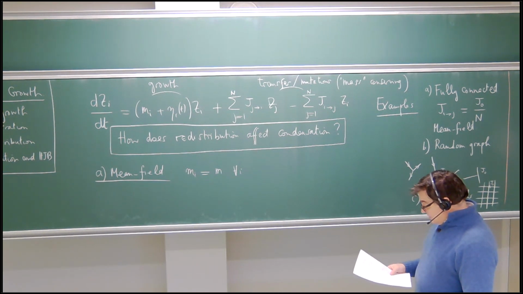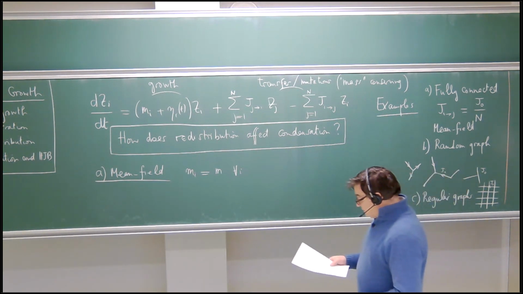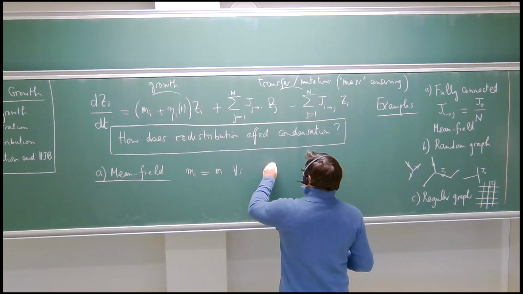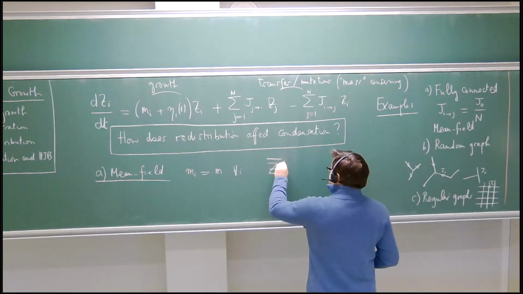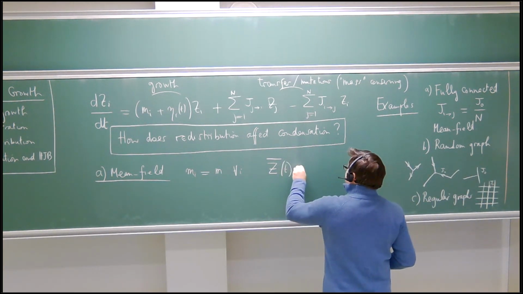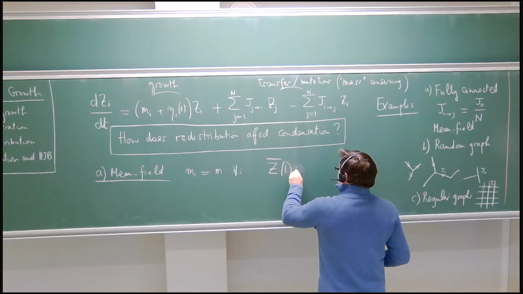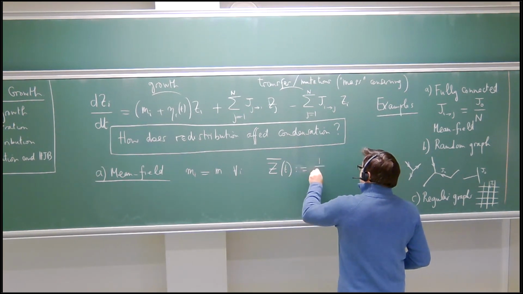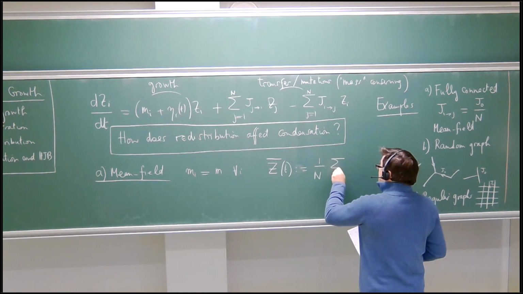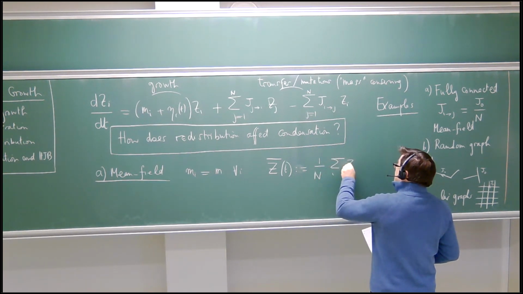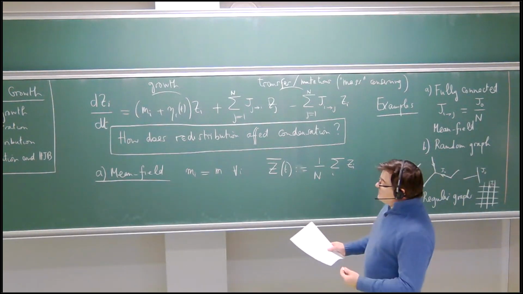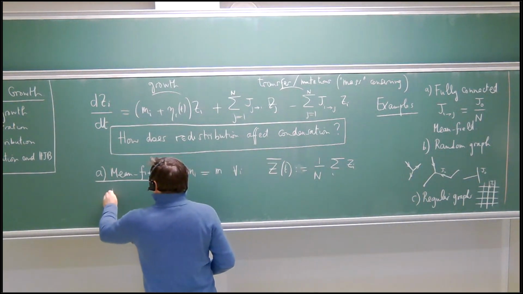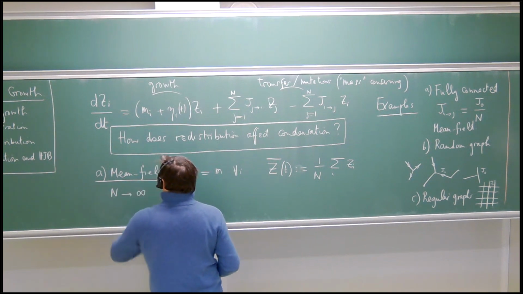And I'm going to introduce something that is quite natural, which is the average value of z at time t, which is defined by 1 over N sum over i of z_i. And of course, the mean field will correspond to N going to infinity.